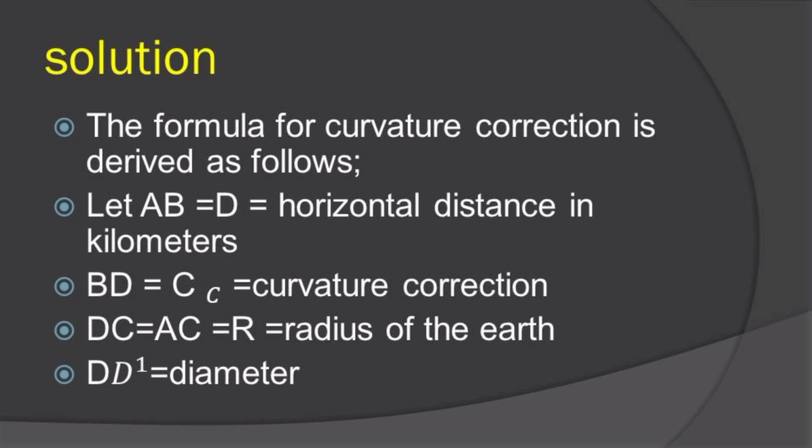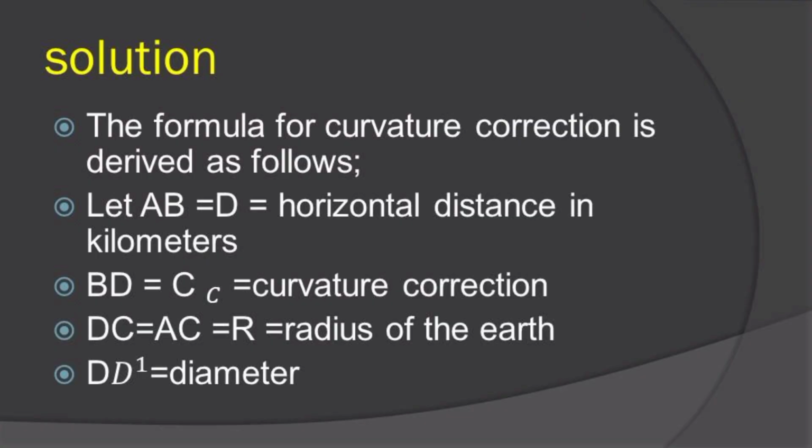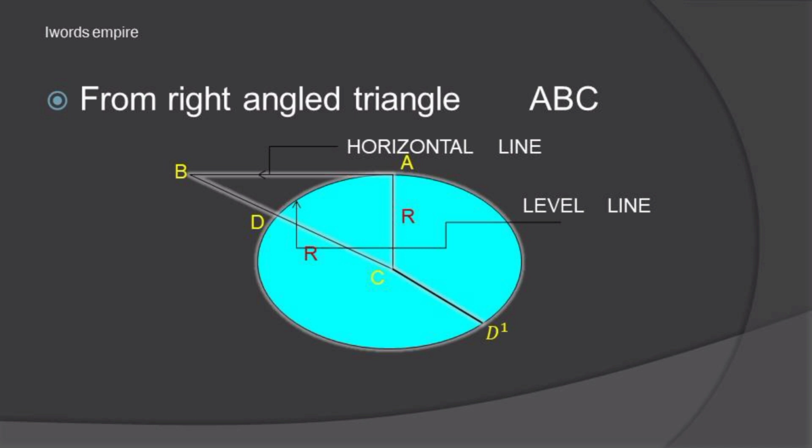Then D to D prime, that is the diameter. So from the circle, so from the edges of the circle, that is the diameter of our circle. From the properties of a right angled triangle, so I have formed the right angled triangle. You can see from the diagram there the distance BA, that is the horizontal line. And then we have the level line there, that is the curvature of the earth.